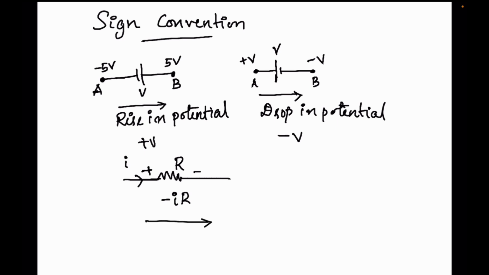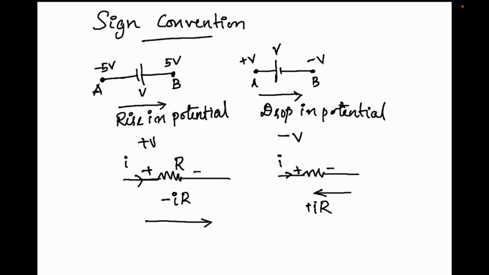If we are moving in the same direction as the direction of current across the resistor, there will always be a potential drop and it will be taken as minus IR. Okay, and if we are going in the opposite direction to the normal sign convention, going opposite to the current direction, then we will take it as plus IR.